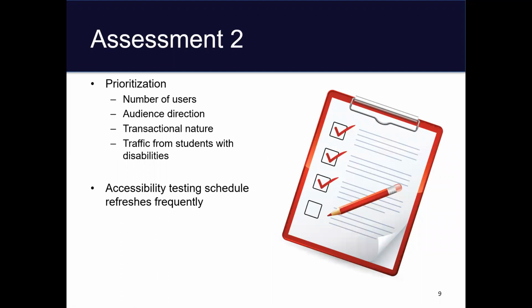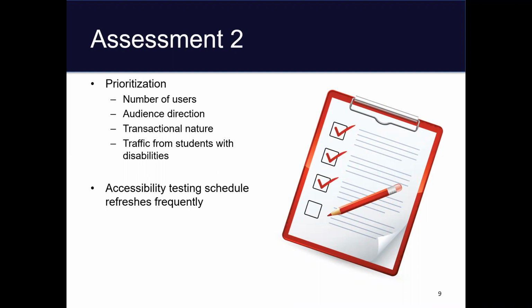So we use 4 primary criteria for establishing a site's priority for testing. The criteria are the number of users, the audience direction, the transactional nature of the website, and the frequency with which students with disabilities use the site. If a site has high traffic, like UConn's athletics site, it's highly prioritized. A site that draws a high amount of traffic from outside the UConn community, such as UConn's Jorgensen Center for the Performing Arts, is also considered a top priority.